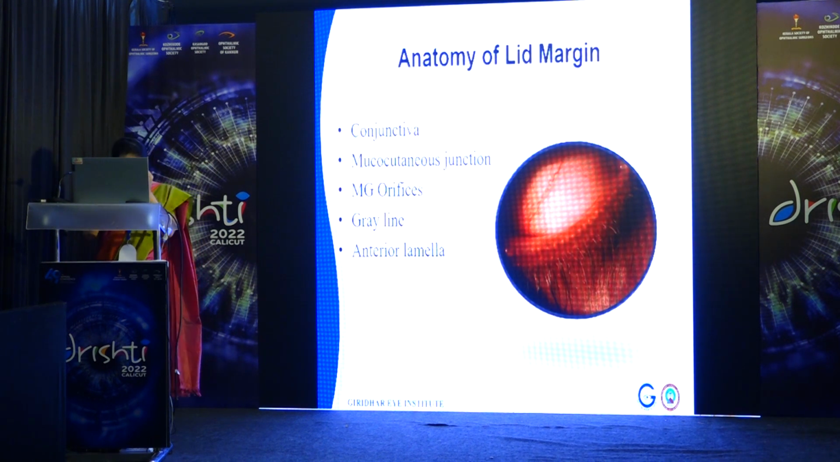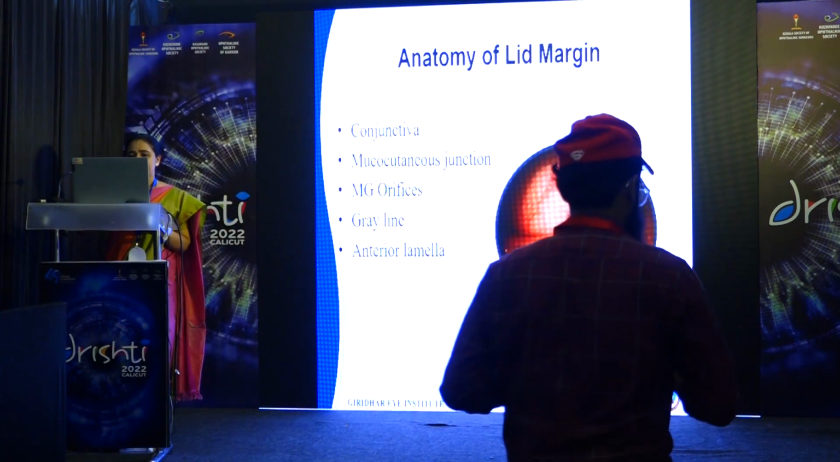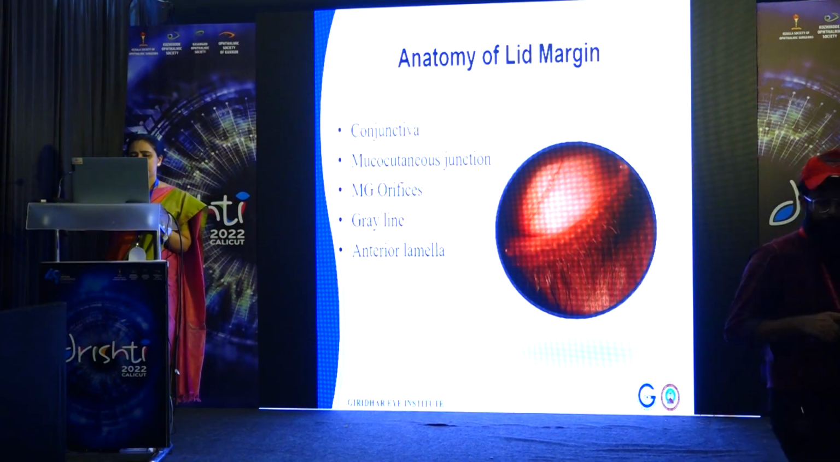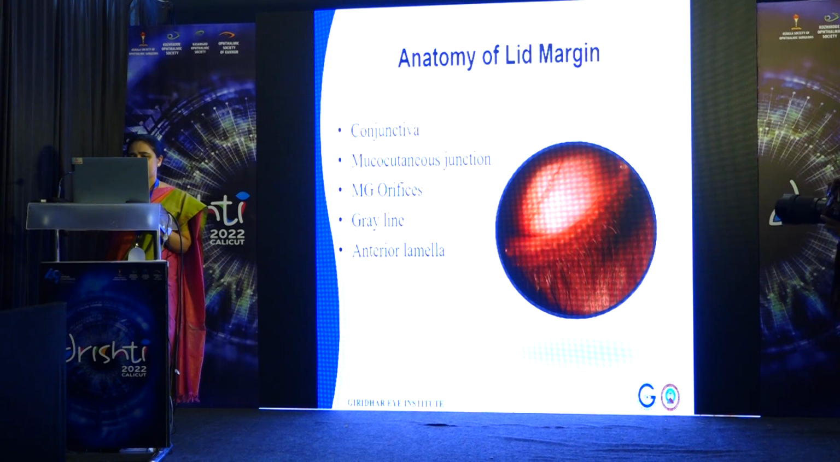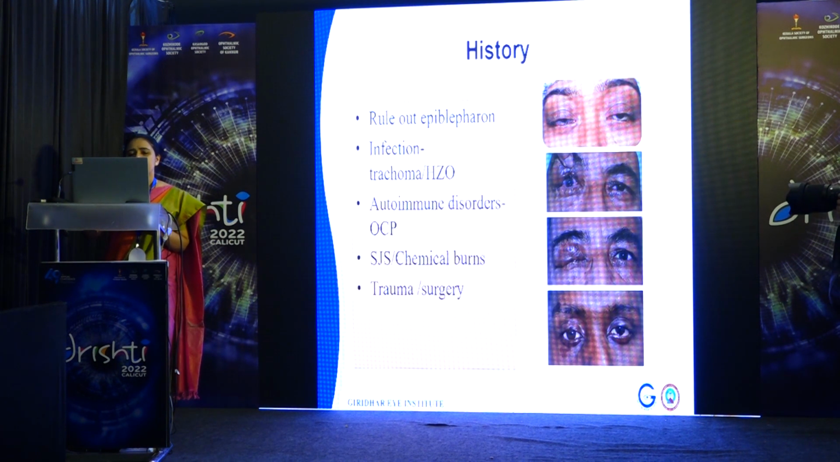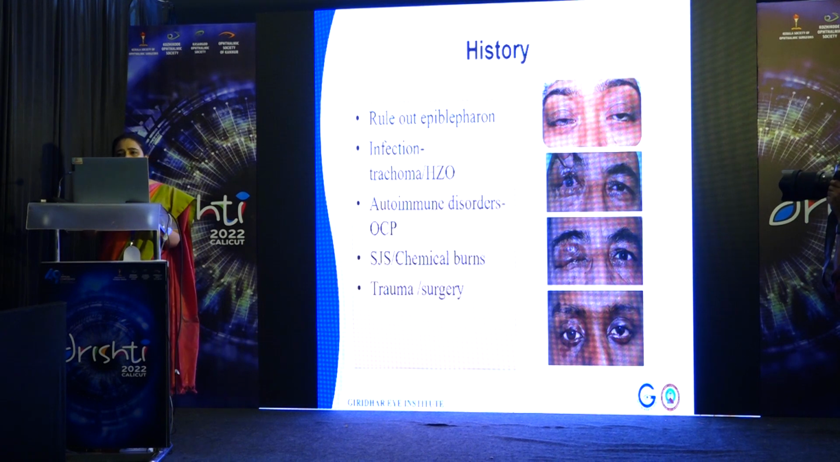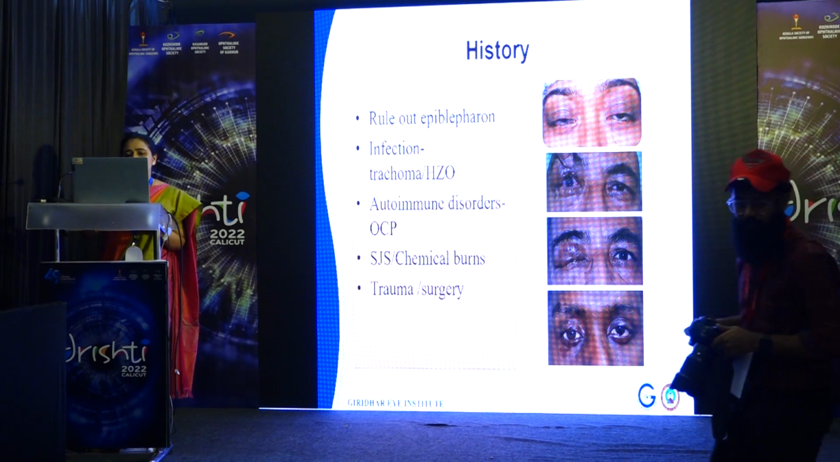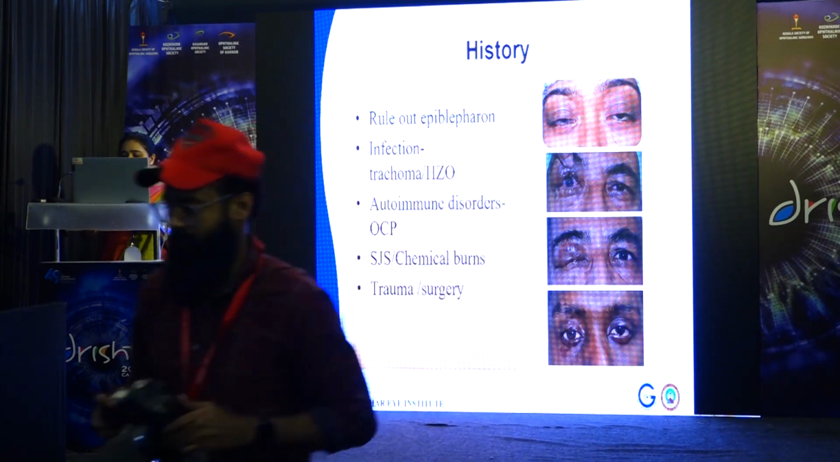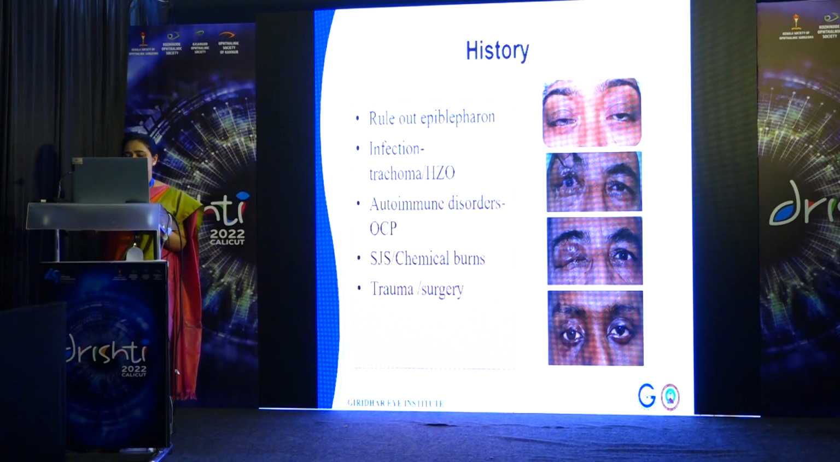Before going to the management proper, we should understand the anatomy of the lid margin. So we know conjunctiva, mucocutaneous junction, meibomian orifices, gray line, and anterior lamella. This anatomy is very important in management. History is very, very important because the first thing we should do is differentiate it from epiblepharon, especially in childhood. Epiblepharon is a fold of skin causing pseudotrichiasis. In that case, the management is different.